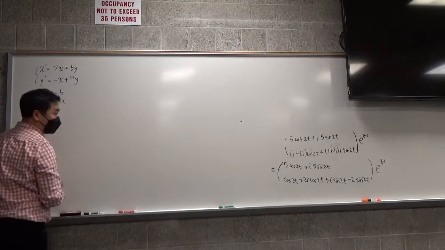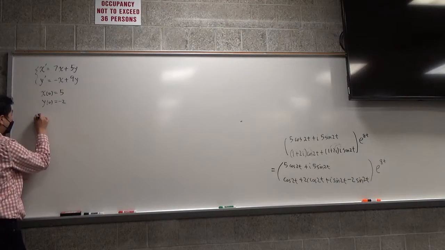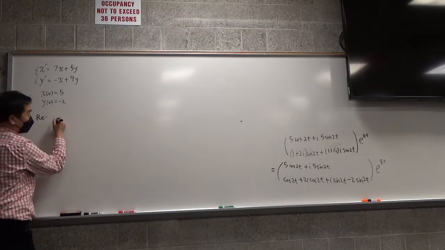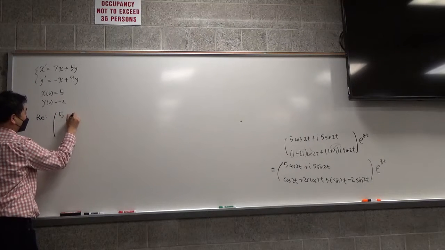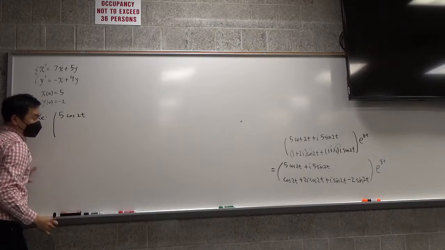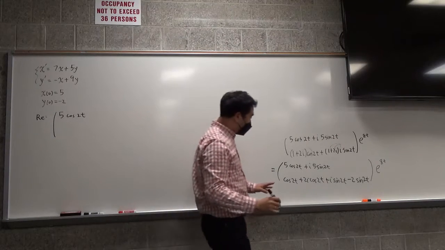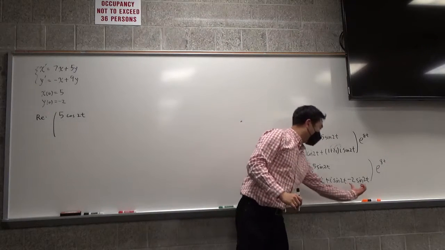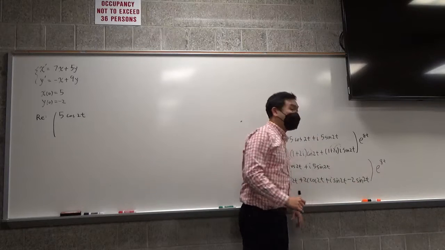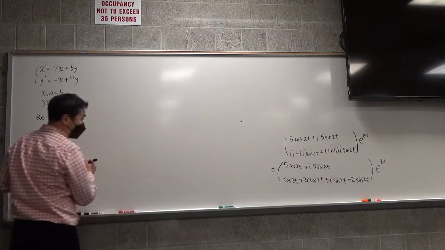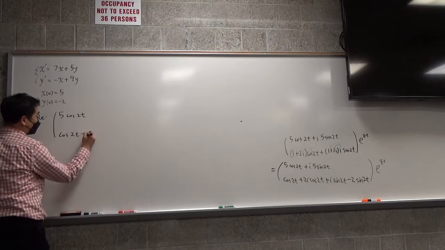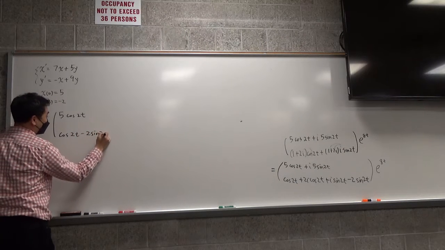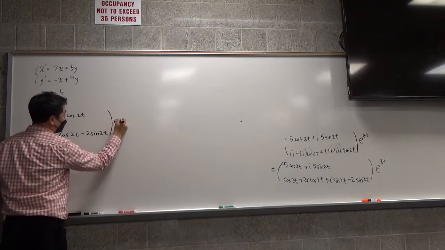Okay, so the real part of the top is easy. It's just 5 cosine 2t. In the bottom, the ones without i's, you have this one and also this one. So they both should be added to give you the real part, which is cosine 2t minus 2 sine 2t, times e to the 8t.